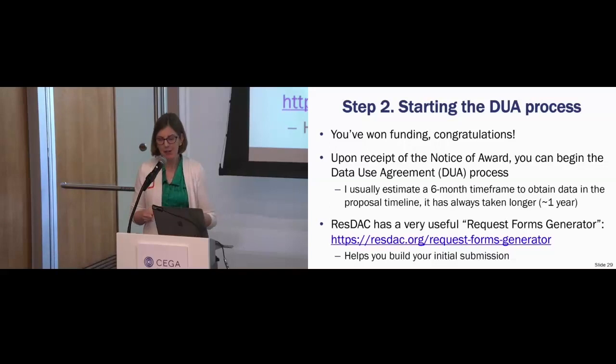When you're getting started, you've got your notice of award in hand. Oh my gosh, where do I even go? ResDAC, back on that first web site, their homepage, in the middle one, they say they have a request forms generator. And so you go on there and you fill in, here's all the data I want, here are the years I want, do I want Part D, do I need these other things, yes, no. And it then spits back out at you and says, here are all the documents you have to fill out as part of your initial submission for a DUA.